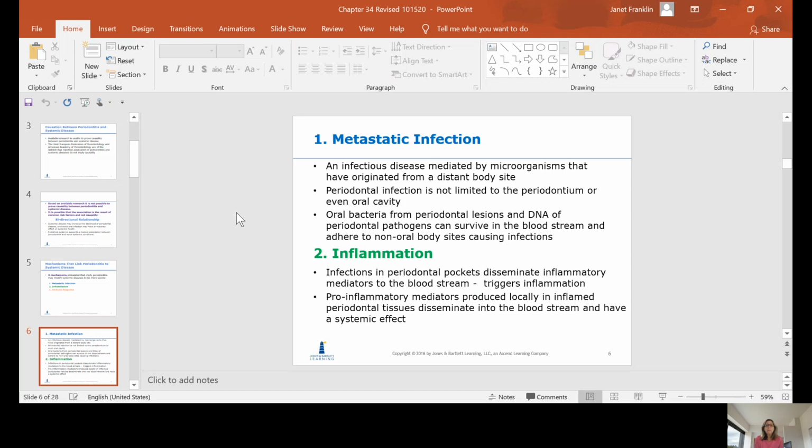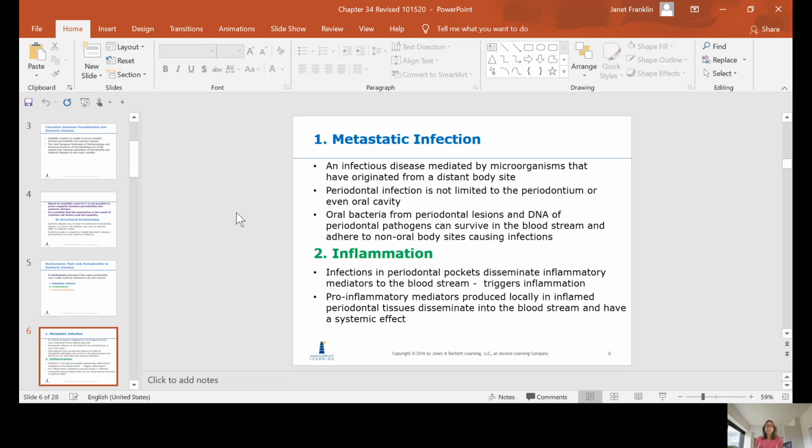Periodontal infection is not limited to the periodontium or even the oral cavity. So bacteria from the periodontium are not limited strictly to the oral cavity. Oral bacteria from periodontal lesions and the DNA of periodontal pathogens can survive in the bloodstream and adhere to non-oral body sites, causing infections.